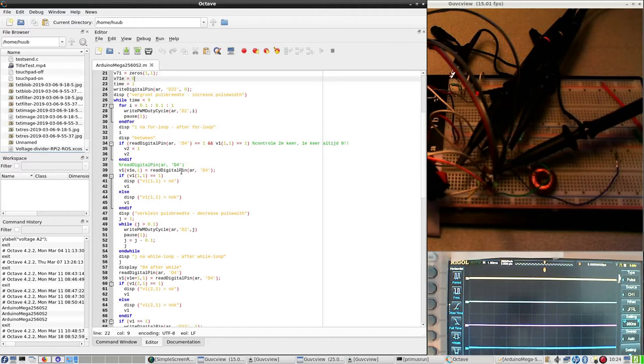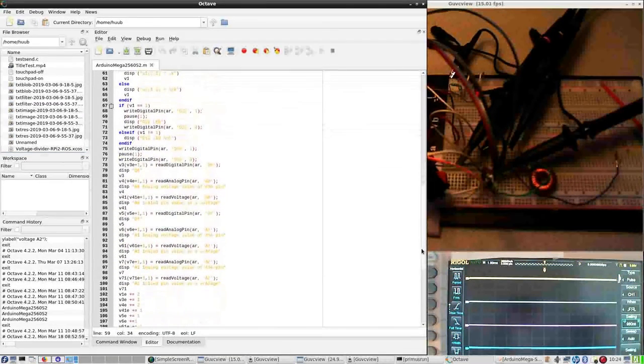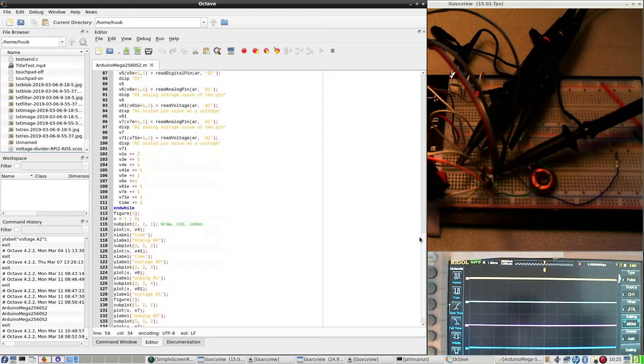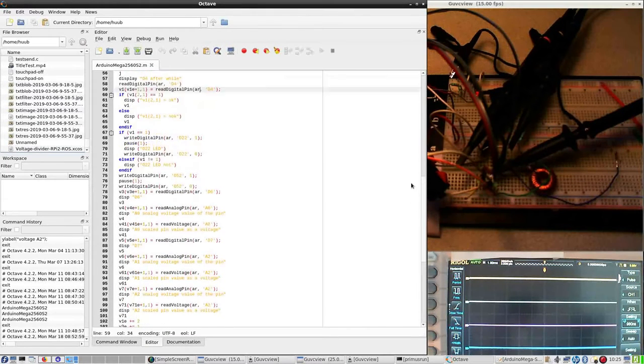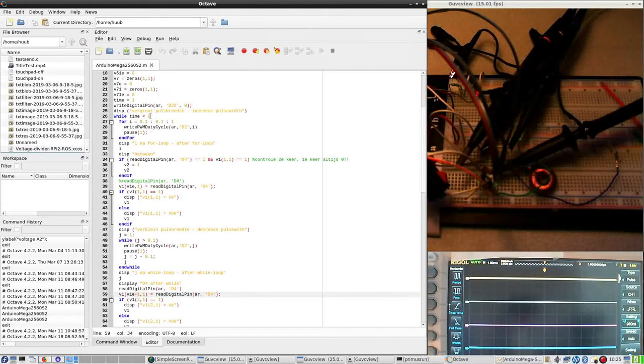In the meantime, reading signals. Here, if one thing is one, then all right, read it. Here, the same thing, but the other one. And if both are one, then the green LED goes. If not, well, the first is always one, the second not always. Then read all analog values and voltage values. And digital pin here and there. Do that for eight times.